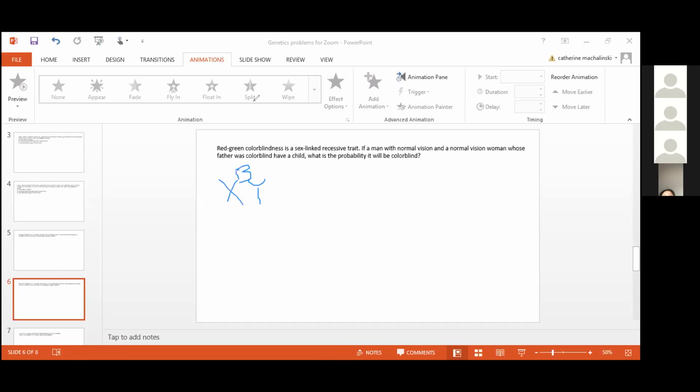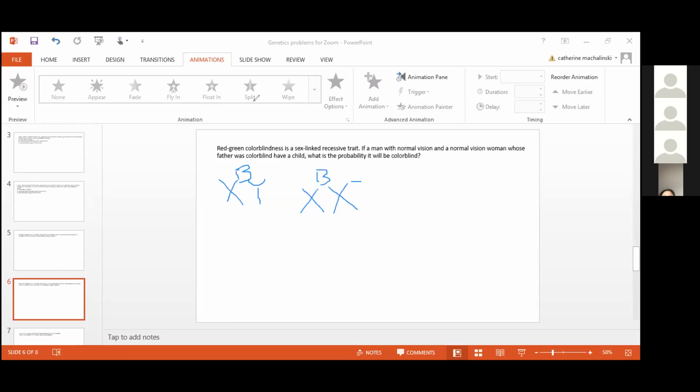The woman has normal vision as well. So I know she has a big B, but I'm not sure about the second allele just yet, right? And by the way, using a blank or a dash to represent an allele that you're not sure of is a good thing to do. Sometimes you can go back and figure it out, and sometimes there's not enough information to figure it out. But using a dash when you're uncertain is a good thing.